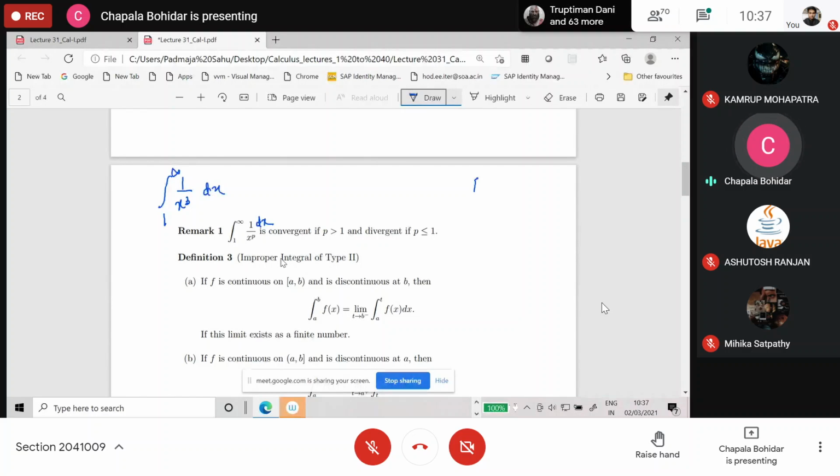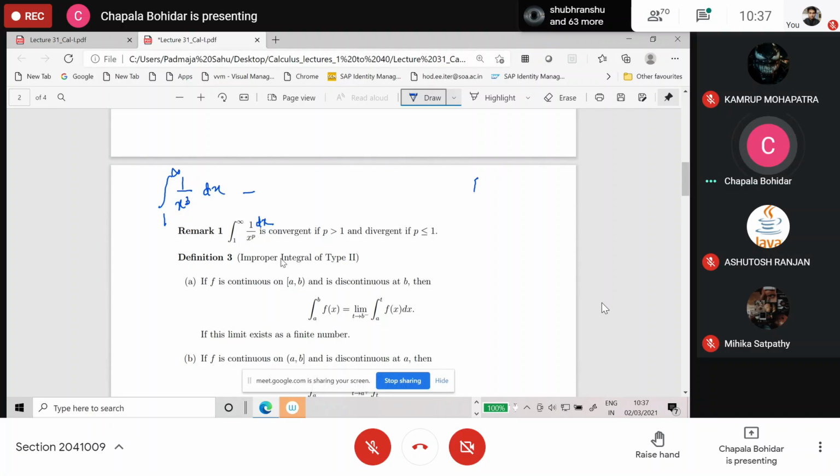If this is given to you as a multiple choice question, convergent or divergent? It is convergent. Directly write down it is convergent, it is not necessary to write down all these points. You may get this type of question. It is convergent when P is greater than 1, and divergent when P is less than or equal to 1. For 1 by x, P is equal to 1, so it is divergent.